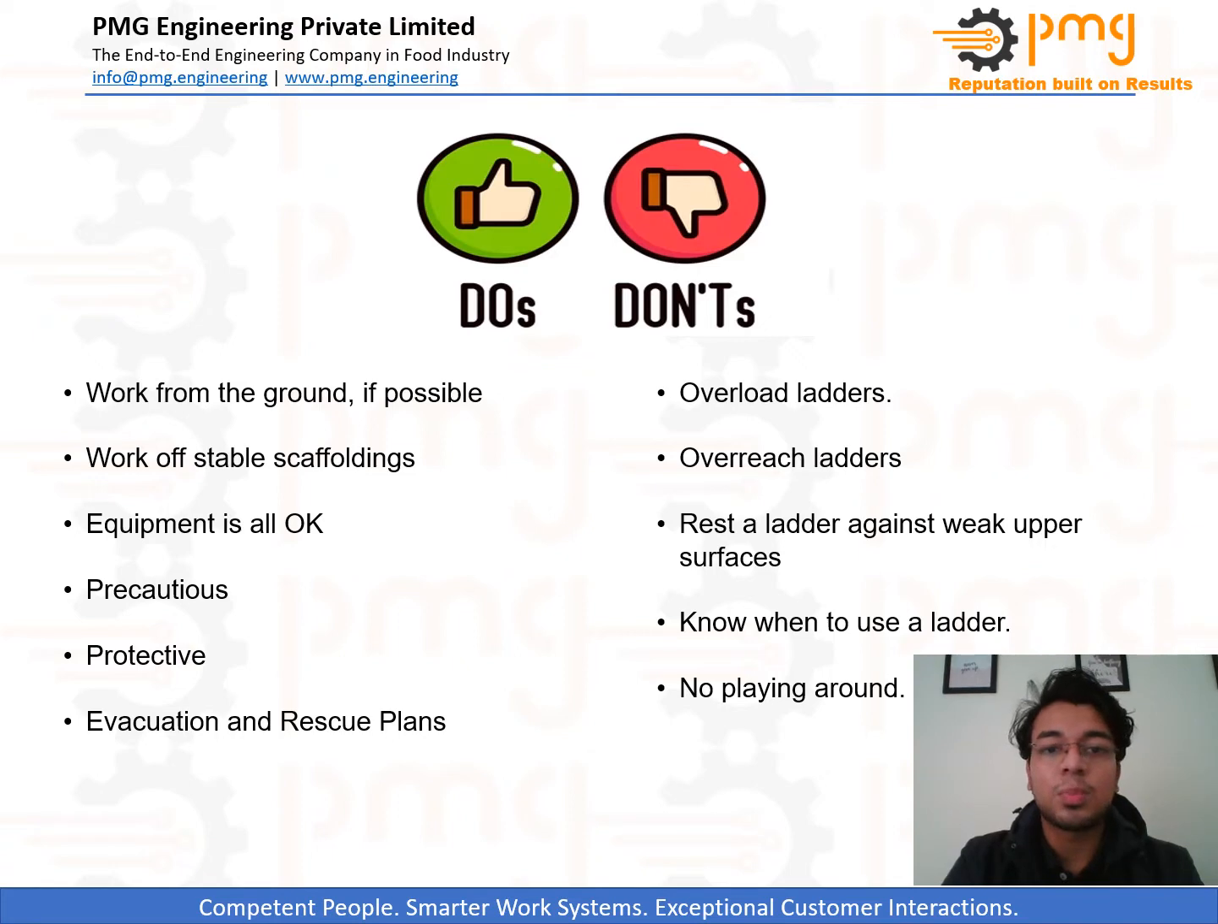Do as much work as possible from the ground, as I've already mentioned, and work off scaffolding in preference to working off ladders. Scaffolding is always a safer option than ladders. Then ensure that the equipment is suitable, stable and strong enough for the job, and that it is maintained and checked regularly. Take precautions when working near fragile surfaces and provide protection from falling objects, and also consider emergency evacuation and rescue procedures well ahead of starting the job.